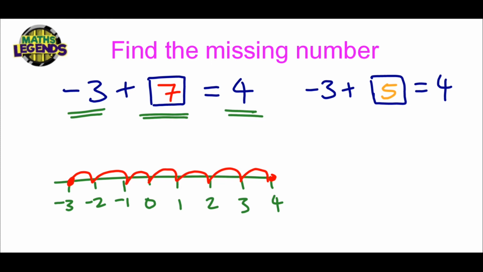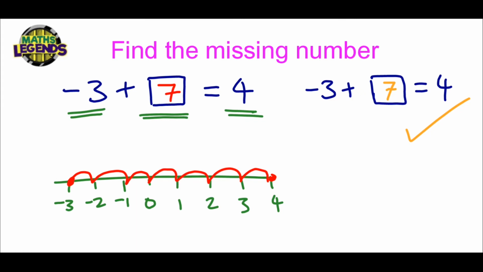And we haven't reached 4, so we need something bigger. So let's try 8. So minus 3 plus 8 is 5. That's larger than 4, so we need something smaller. Let's try 7. Minus 3 plus 7 is equal to 4. So that's the right answer.